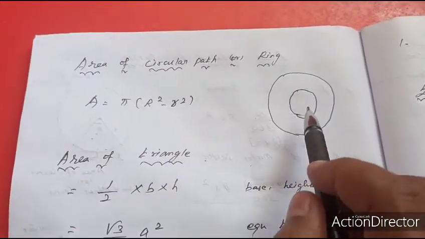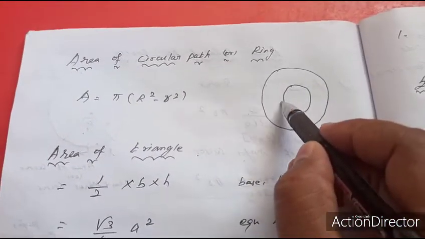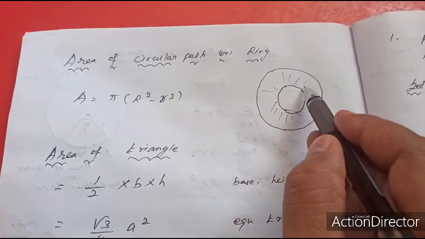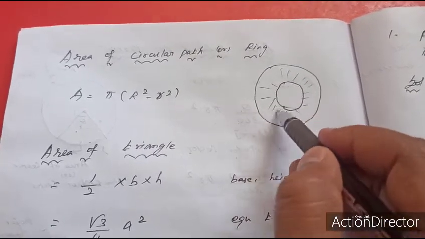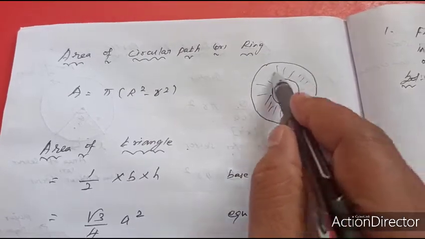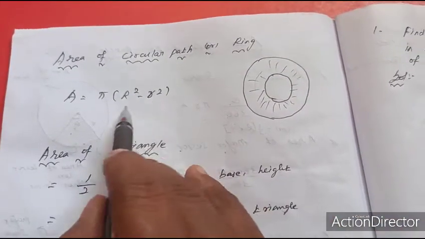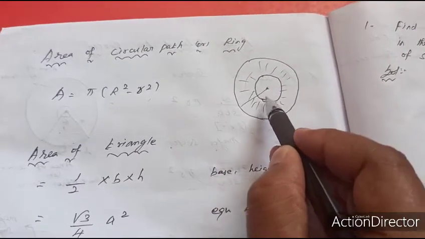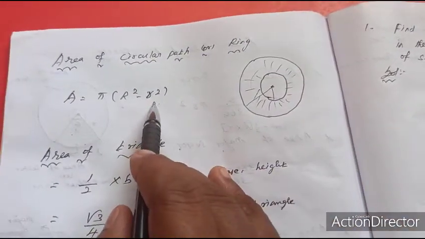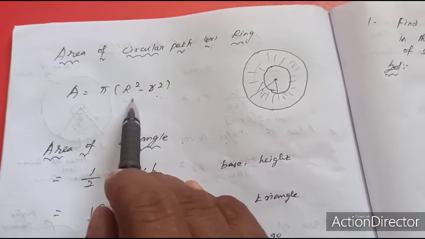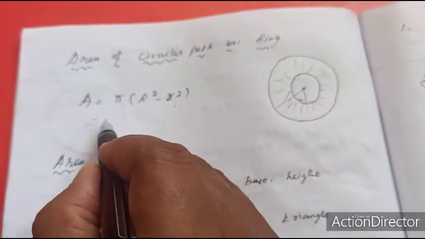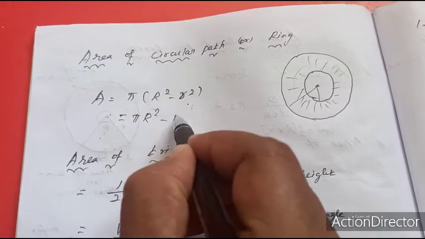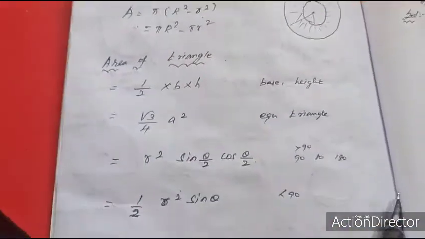Area of circular path or ring. Next, this is the area of the circular path. Two circles are interior concentric circles. Area of circular path or ring, this portion: pi into capital R square minus small r square. Capital R is the outer circle's radius, small r is the inner circle's radius. A equals pi into R square minus r square. You could also write pi R square minus pi r square.